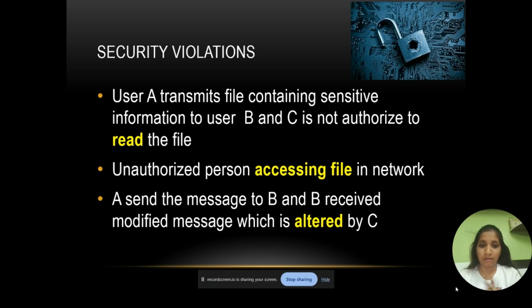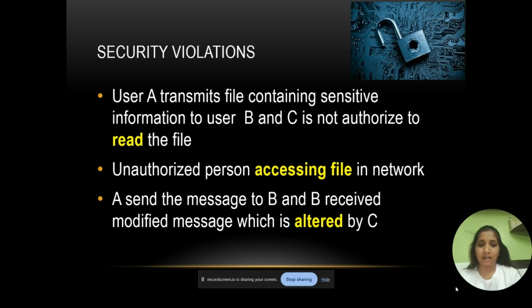The first one is unauthorized access to sensitive data. Imagine user A is transmitting a file with sensitive information to user B. However, user C, who is not authorized, gains access and reads the file. This is a violation of confidentiality because only authorized users should have access to the sensitive data. For example, imagine sending a bank statement to your accountant, but a hacker intercepts and reads it.